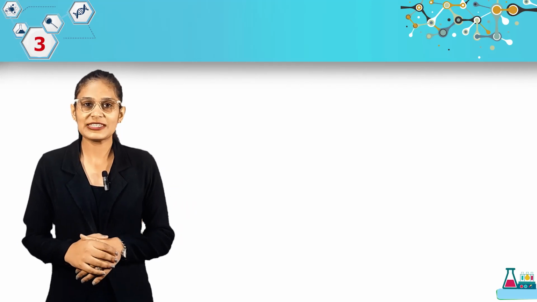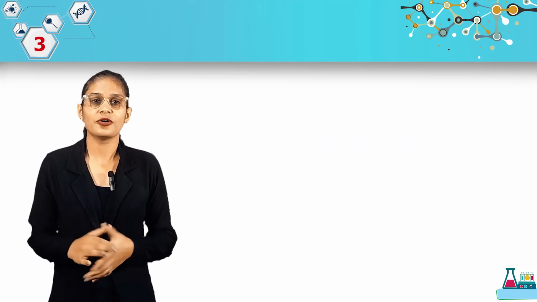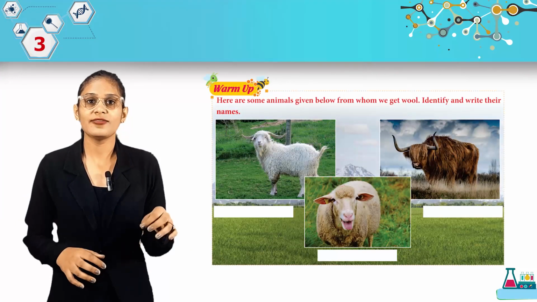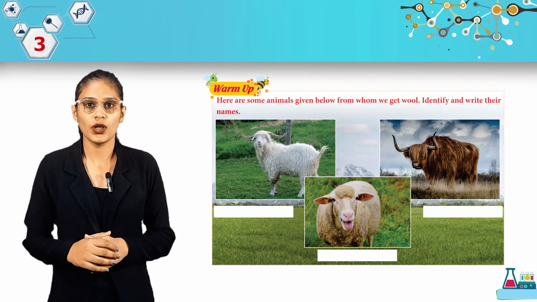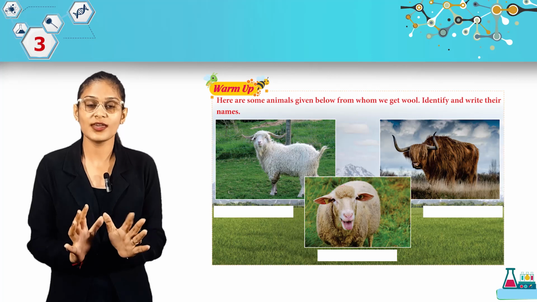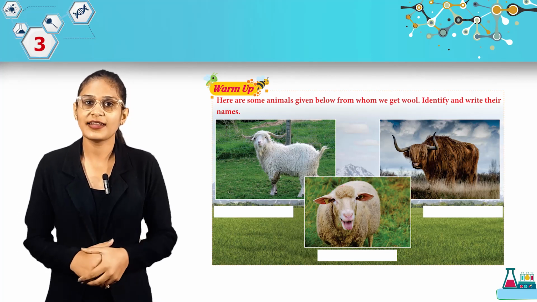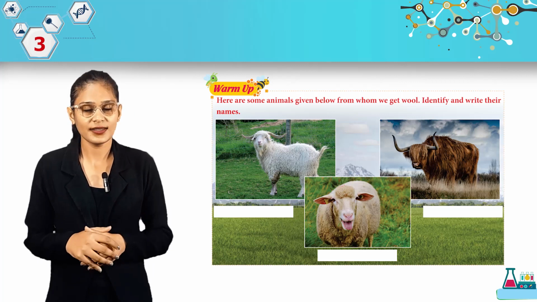Today we are going to discuss Chapter 3, Fiber to Fabric. Let's warm up. Here are some animals given below from whom we get wool. Identify and write their names. So students, I think you all know about it. So what you have to do, you have to identify that animal and write their names.